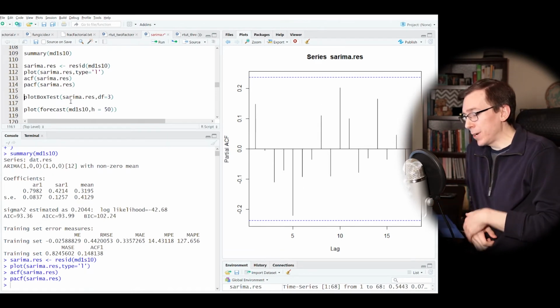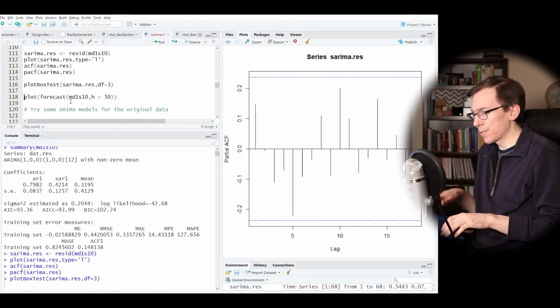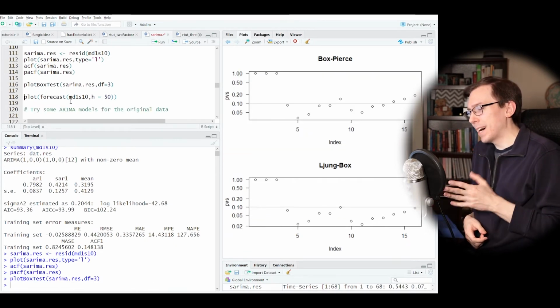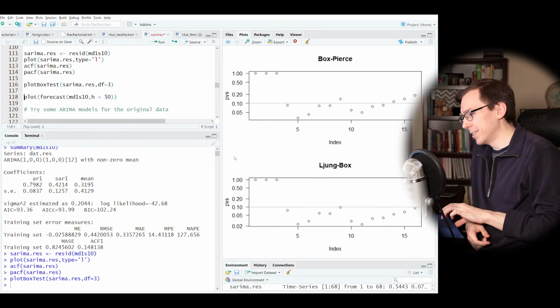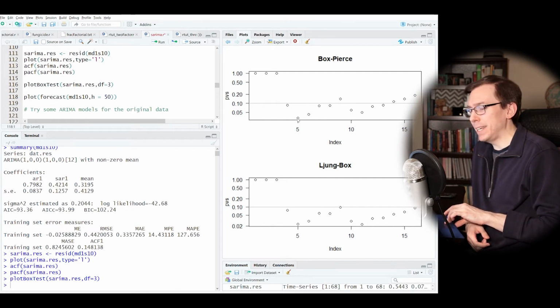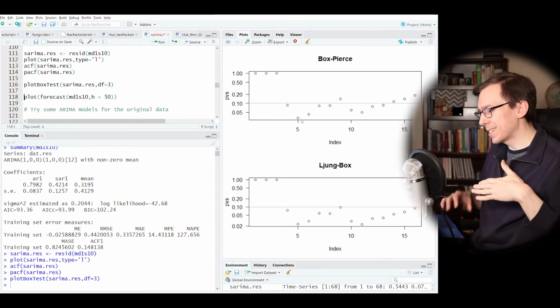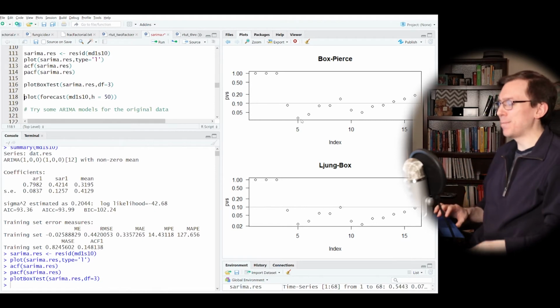The PACF, we also don't see anything going above the noise floor. When we use the Box tests and the Ljung-Box test, what we find is that, yeah, we do have a few p-values that drop below about 5%. They don't get down to 1%. So again, it's kind of ambiguous.